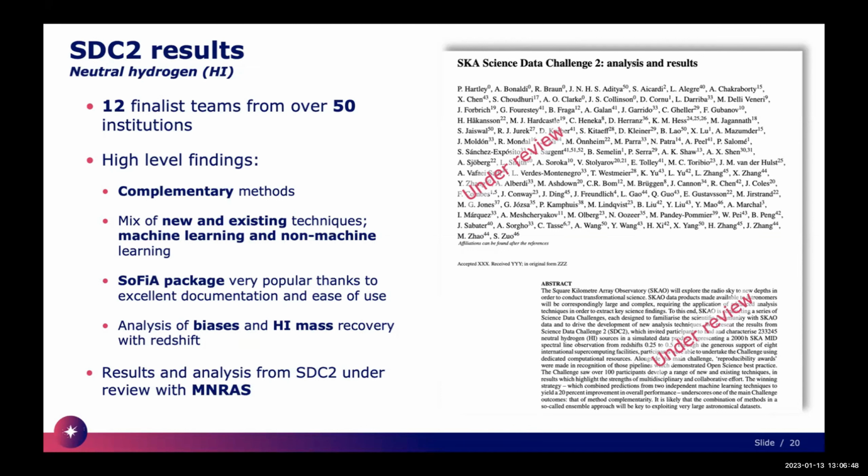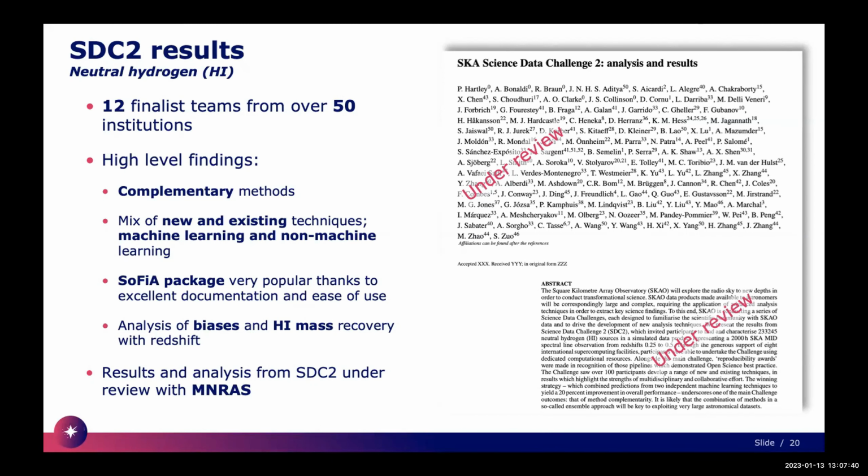The high-level findings from the challenge were, again, like in SDC1, we found the complementarity of methods. So maybe unsurprisingly, different methods performing well in different parts of the challenge, but again, suggesting that in the future, it's going to be a combination of methods rather than one single method that can do everything. We found that there was a mix of new and existing techniques that were applied to the challenge, machine learning and non-machine learning. The SoFiA package, if you're familiar with that, was very popular and did very well, thanks to not only how it's written, but also how well it's documented and easy to use.